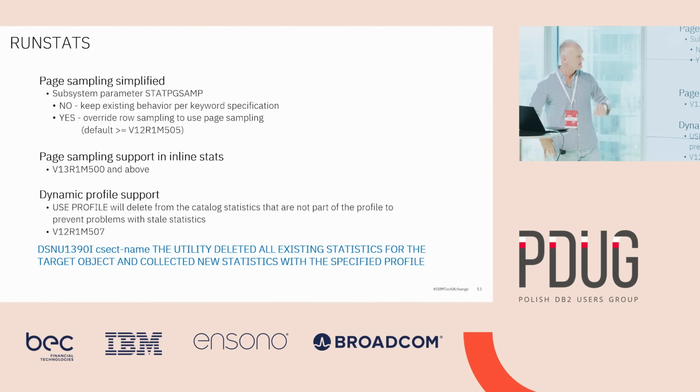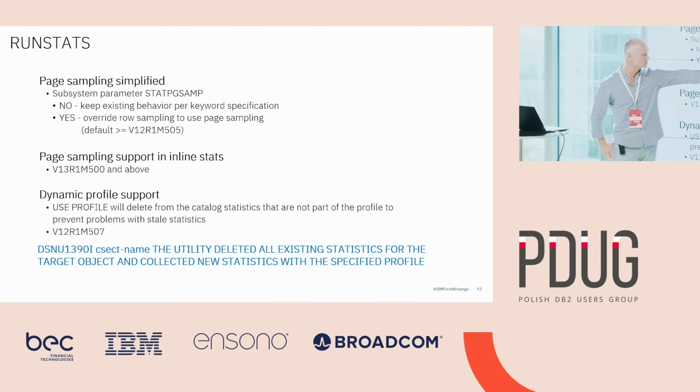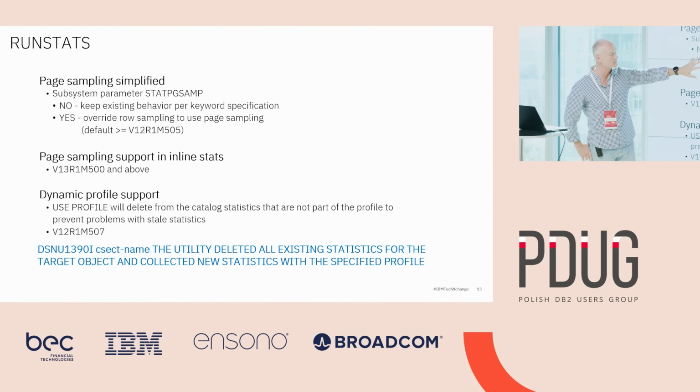Runstats. We are keen to promote the use of page sampling instead of row sampling for gathering statistics. And in version 12 of Db2, from function level 505 onwards, by default, we are going to override row sampling to use page sampling with a default page sampling with an auto sampling rate. Okay? If you leave this ZPARM alone. If you don't want us to override it, you'd have to change the ZPARM to no. But the default is we would override it from 505 onwards in version 12.